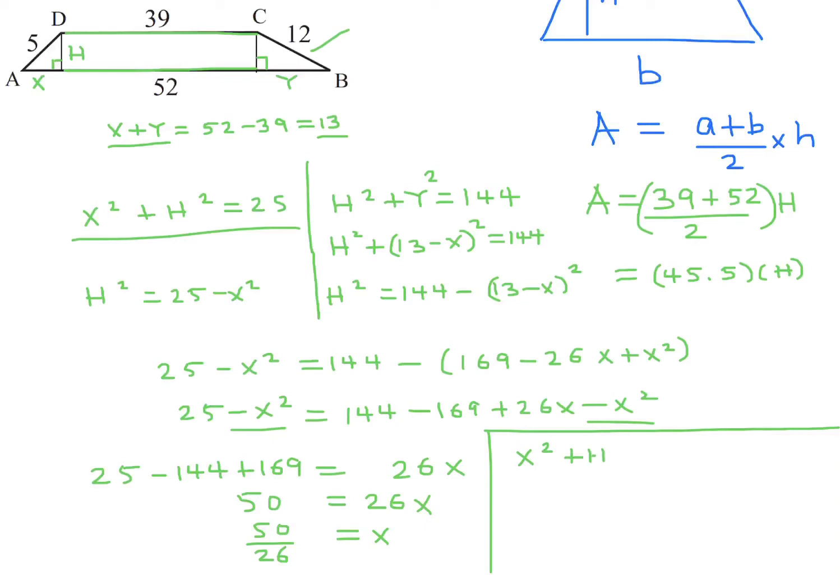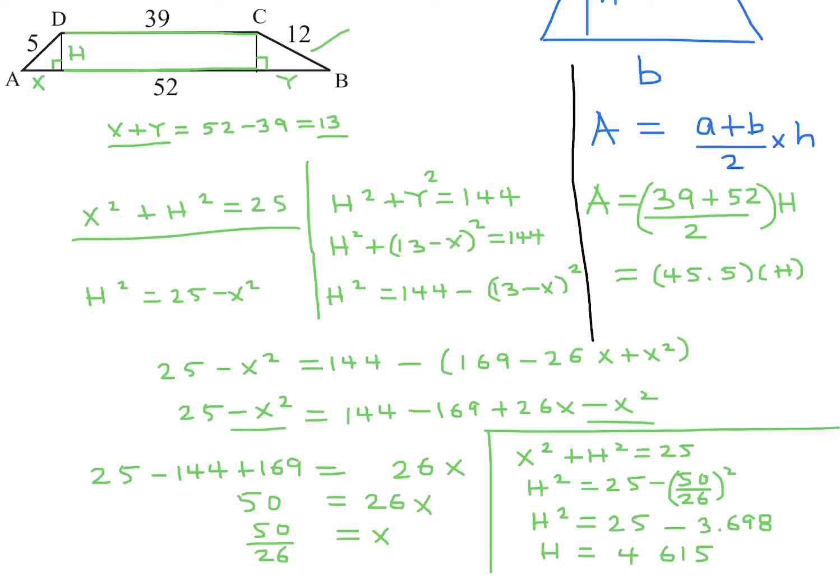x squared plus h squared is equal to 25. x squared, we know, is 50 over 26 squared, like this. And therefore this becomes approximately 25 minus 3.698. And therefore, if you do the math, you'll get h is equal to approximately 4.615. All right, so we got a lot of numbers here.